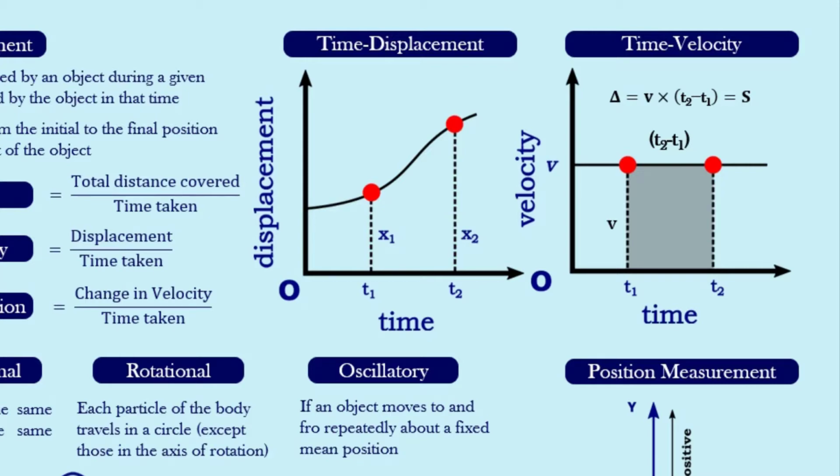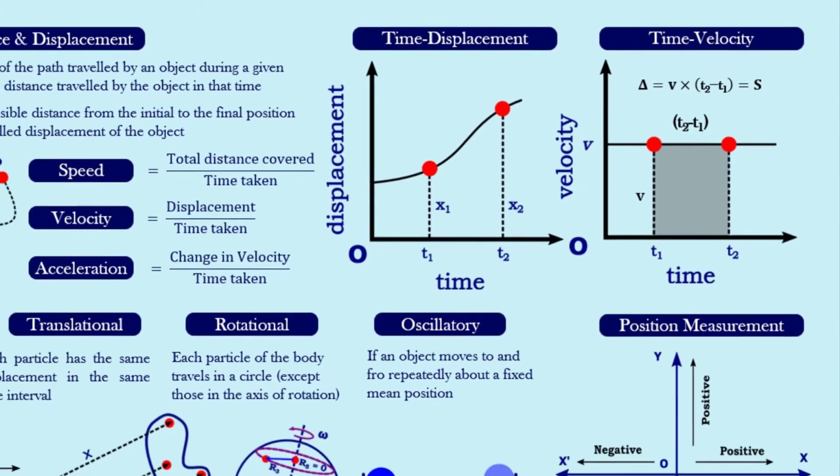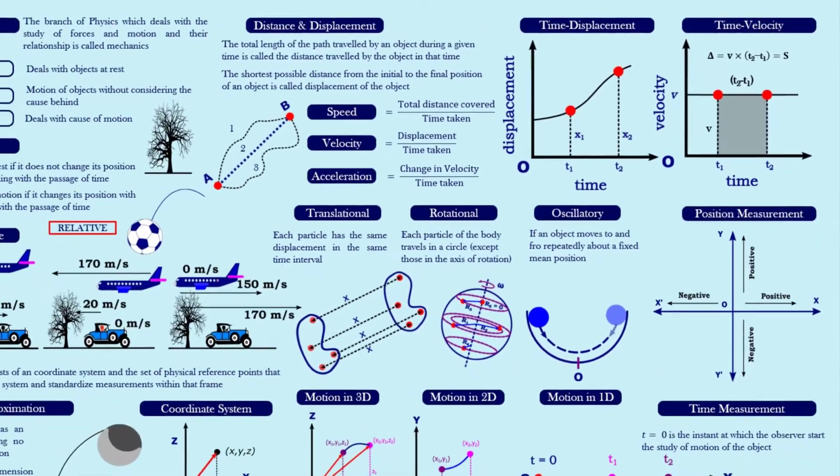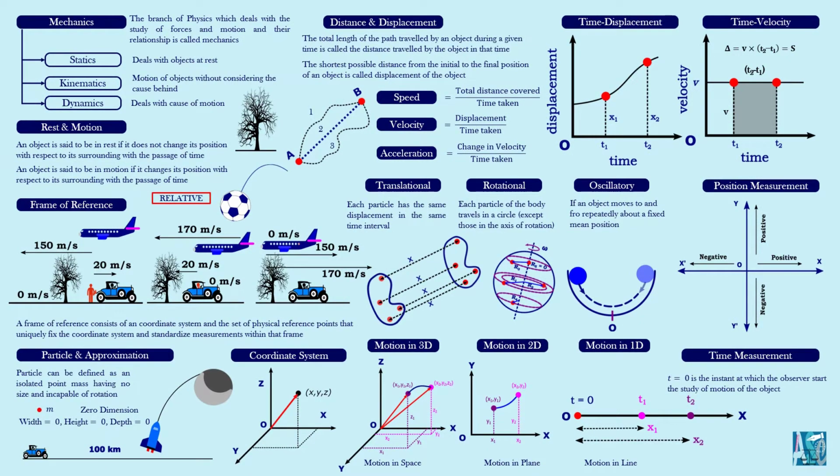To sum up, in this session, we have discussed the branch of physics which deals with the study of forces and particle motion and their relationship, known as mechanics. We have understood the concept of frame of reference, and understood various terms like distance traveled, displacement, speed, velocity, acceleration, etc. Various kinds of motion and their representation in 3D, 2D and 1D with the conventions of measurement using the Cartesian coordinate systems are also discussed.